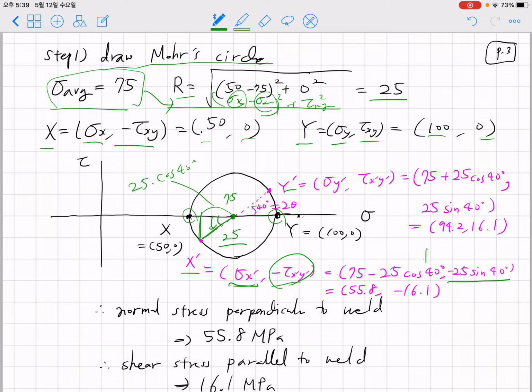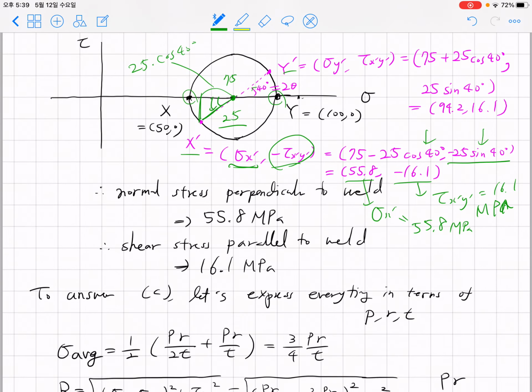So if you plug in cosine 40 and sine 40, it becomes 55.8 and minus 60.6, which means that tau x prime y prime will be 16.1 MPa, and the sigma x prime, which is the answer for the first question, will be 55.8 MPa. Okay, so this will be the answer for A and B.